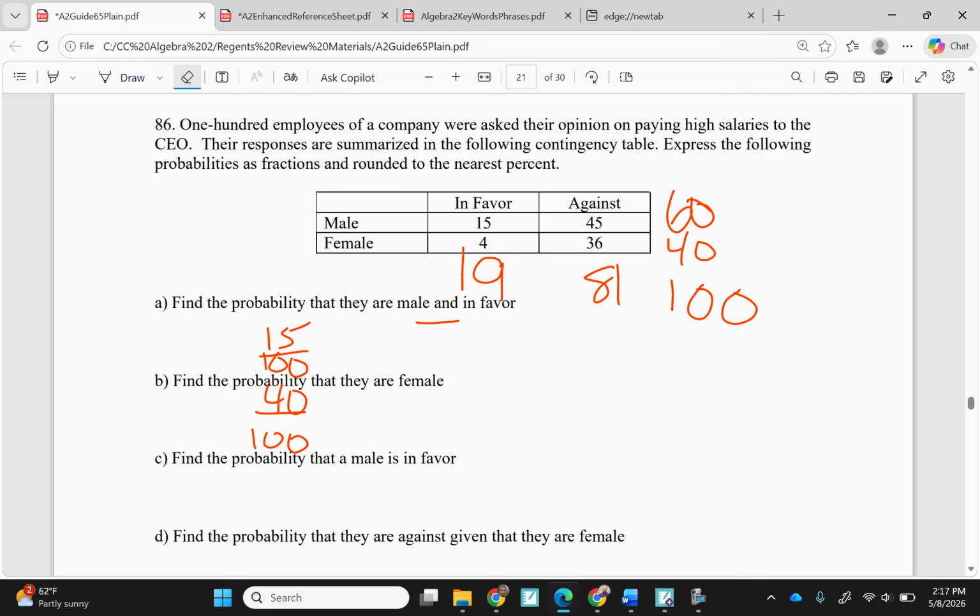Find the probability that a male is in favor. Well, this is the most common. There's no keywords. There's two things. So the condition comes first. Male is the condition. Male is the group that I'm choosing from. So I'm going to circle the male row. Out of the 60 males, how many are in favor? 15.